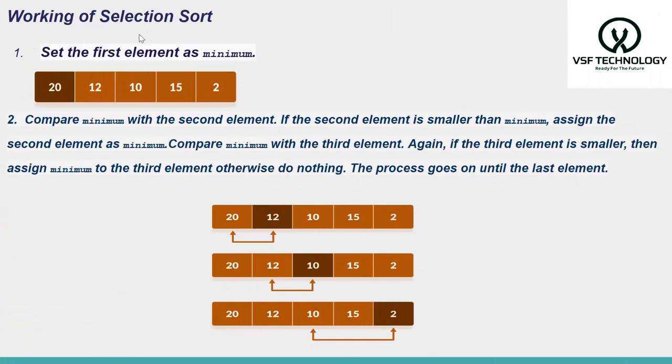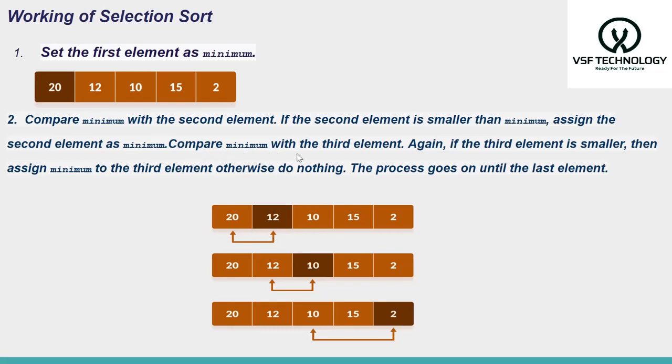Working of selection sort. Step 1: set the first element as minimum. Step 2: compare the minimum with the second element. If the second element is smaller than the minimum, assign the second element as the minimum. That means the first element is compared with the second element. The second element is less than the first element. Now we get a new minimum element, 12.